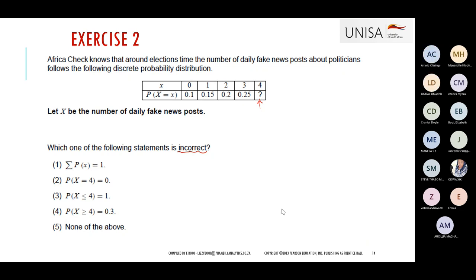I think that statement number five translates to all of the above, that is 1, 2, 3, and 4 are correct, and none of them are incorrect. That's how you'd interpret that. Okay, I see. So if all of them were correct, then that statement would translate to being the answer. Yeah, it's the way it was worded. Okay, thank you.